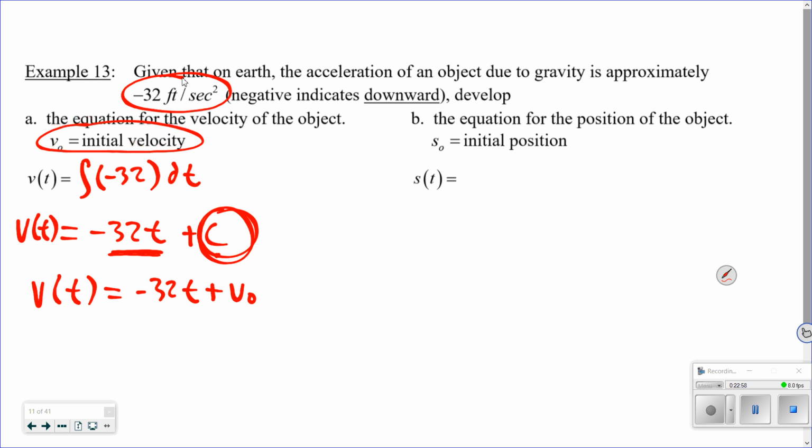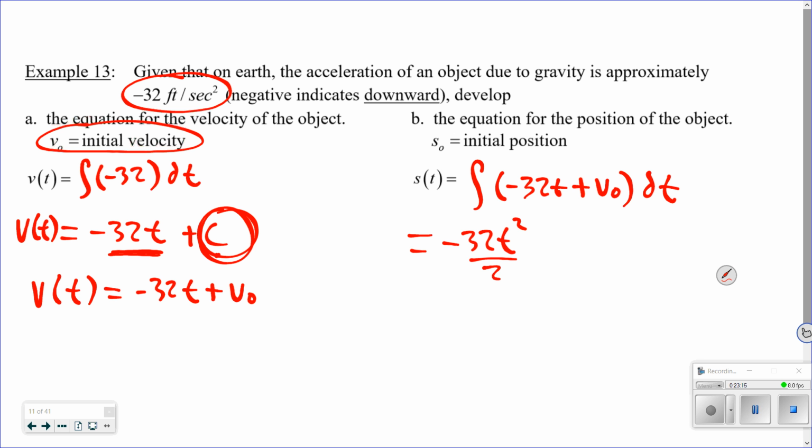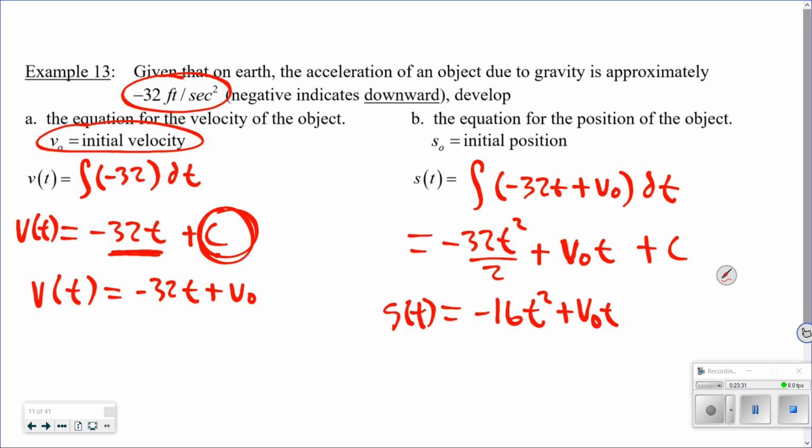Okay, now let's integrate that to find the position function. I'm going to integrate negative 32t plus v0. When I integrate that, I add 1 to the power, plus c. Let's do a little bit of simplifying. So s of t is equal to negative 16t squared plus the initial velocity times the time plus c.